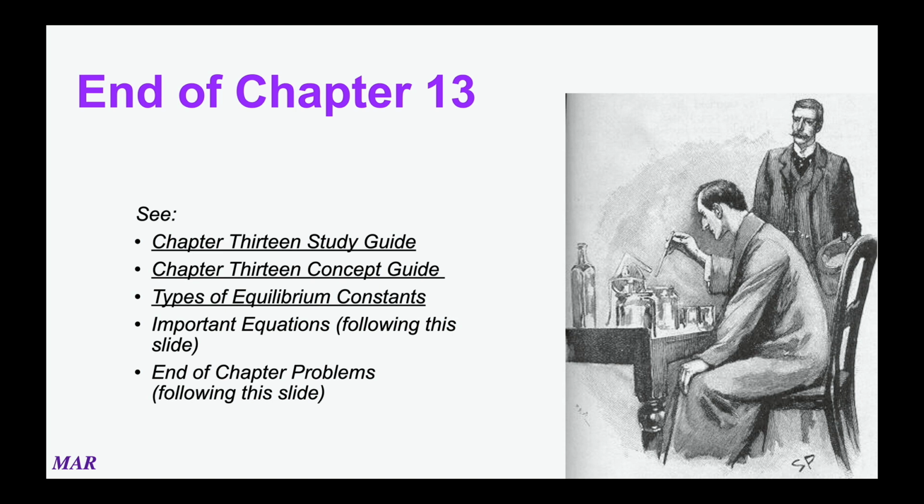Sometimes I'll have important handouts, and definitely for the first couple chapters, this types of equilibrium constants handout I think can be really helpful. We're going to look at lots of types of K. In this section, we looked at KC and KP, but there's lots of other ones. And later on, if you forget what a KP is, looking at that handout might be helpful.